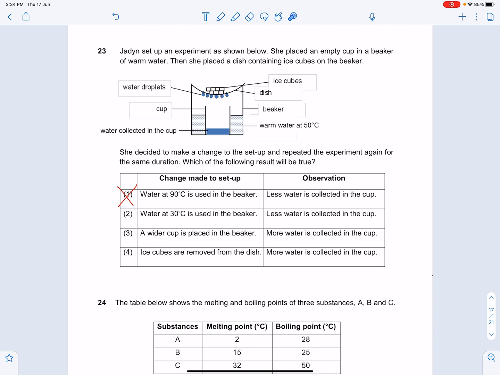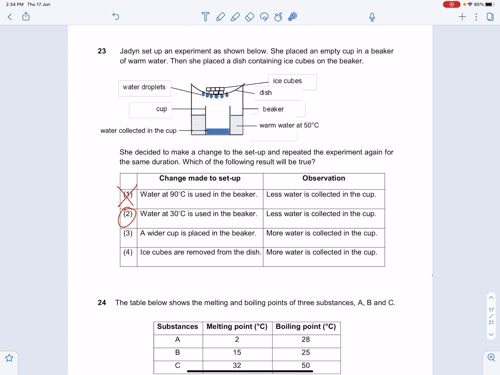Yes, this is possible. Why? Because this is actually the opposite of the 90 degrees one. By using something that is less warm, the rate of evaporation is slower, so you get less water vapor in the surrounding and therefore less condensation. However, remember we always need to look through the options to make sure and justify that the rest are really not true.